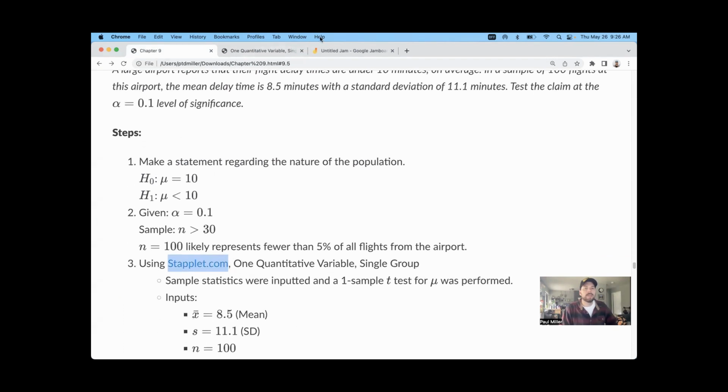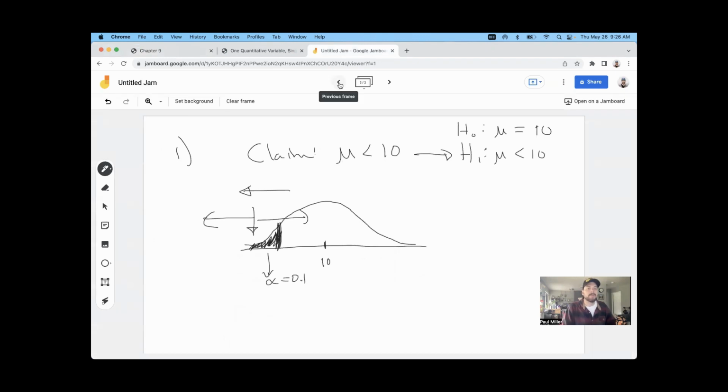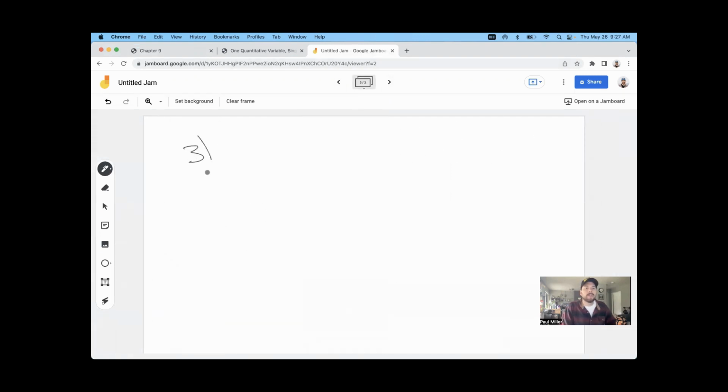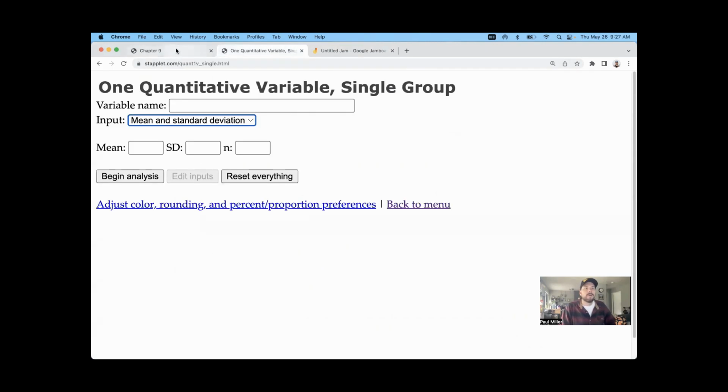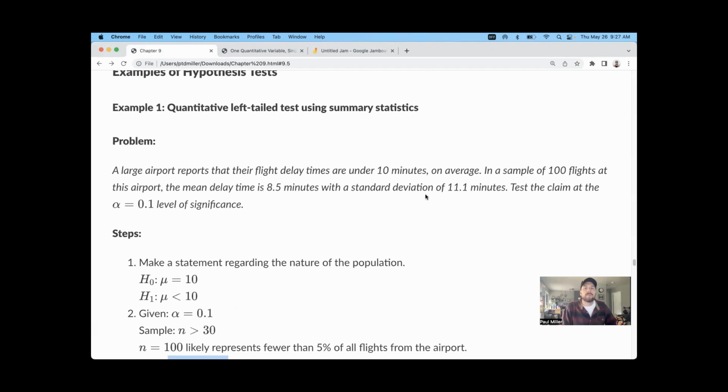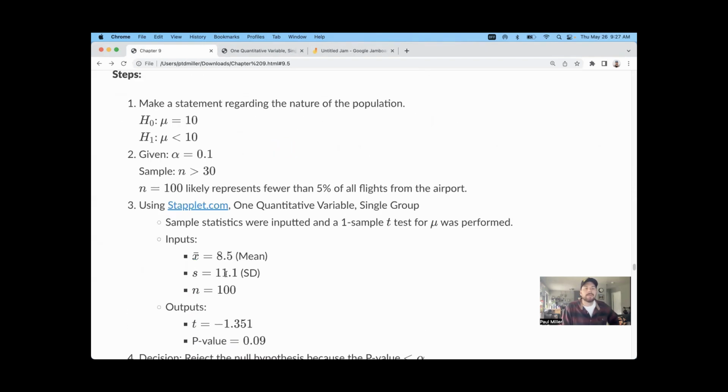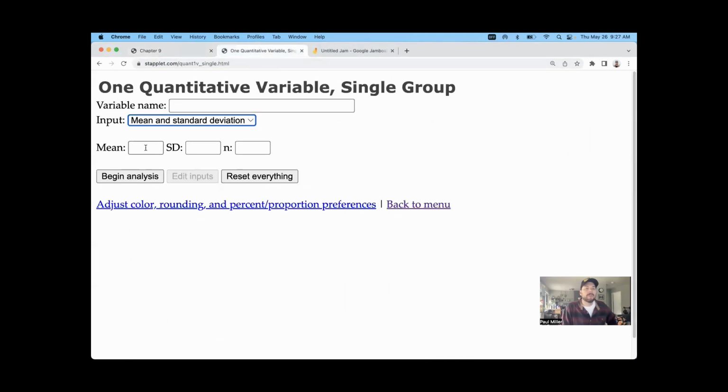So step 2 is requirements, and I'm just going to put a check mark there. Check the requirements. We met those. Step 3 is where I'm going to run the numbers. What I tend to do there is note from the sample what I've got for my sample information. I've got n equals 100, x bar 8.5, s 11.1, and that's what I'm putting down here to label those with the right variables. And then I'm plugging them into Statlet, one quantitative variable.